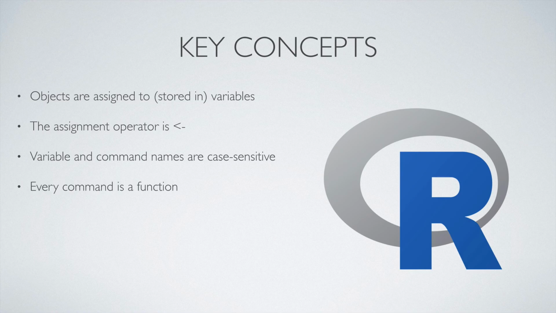And the final concept which is worth noting is that every command in R is in fact a function, because it will take in various bits of data, normally of course the object on which the command is going to operate, together with additional parameters, and it will output a value which can then be stored in a variable for later use. So that's a brief rundown of some of the key concepts in R. As we begin to type commands into RStudio and run them, you'll see these concepts coming into play.